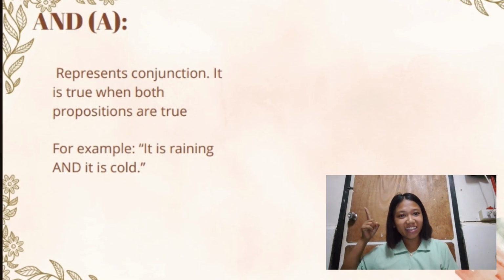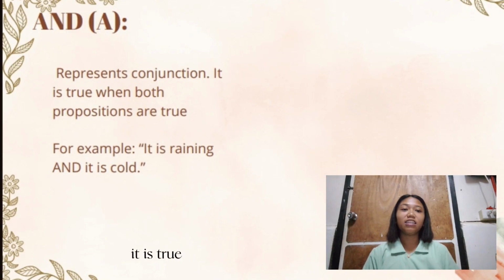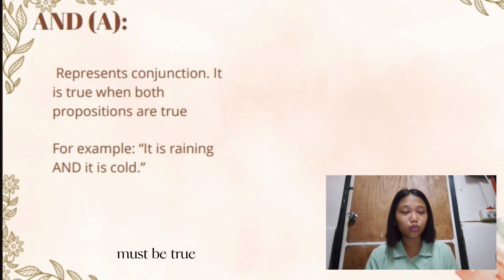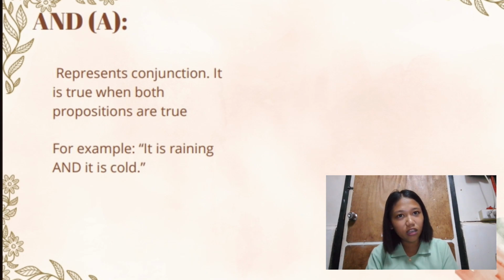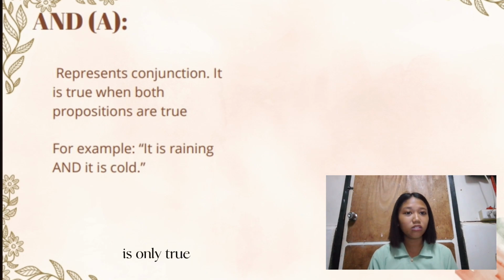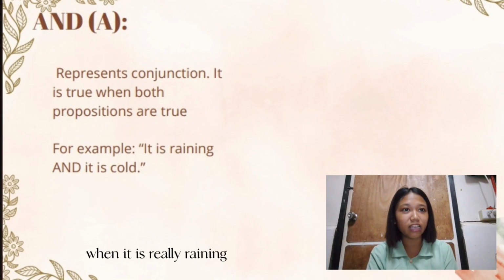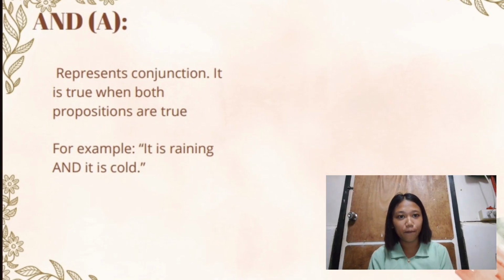The second one is AND. AND represents conjunction. It is true when both propositions are true. The word and connects two statements and says that both must be true together. For example, "it is raining and it is cold." The whole sentence is only true when it is really raining and really cold at the same time.